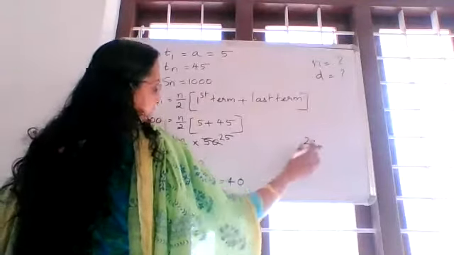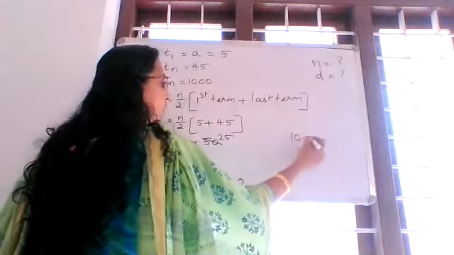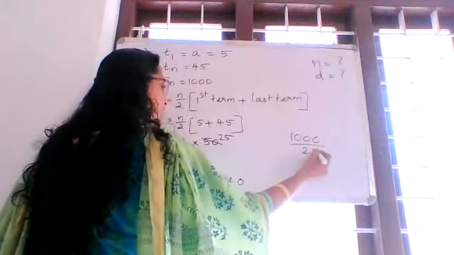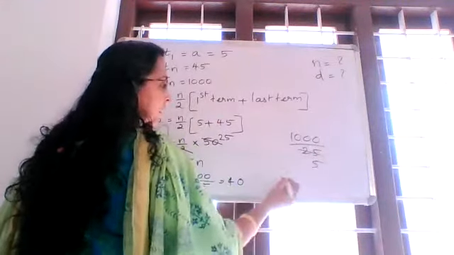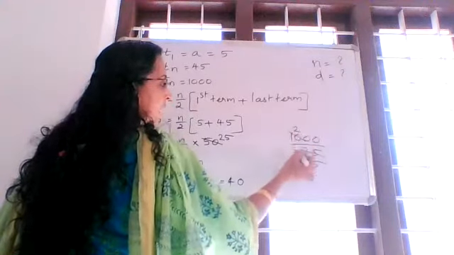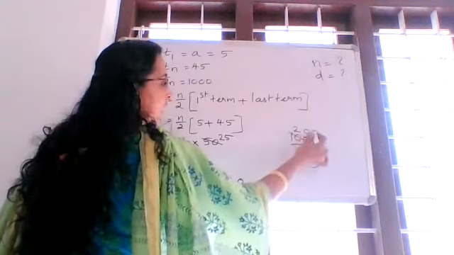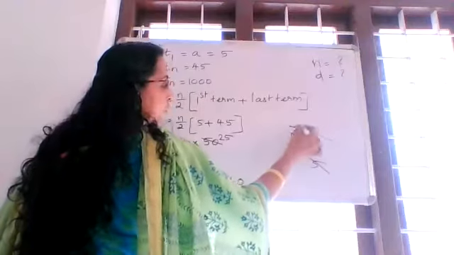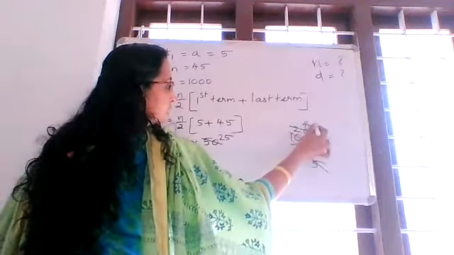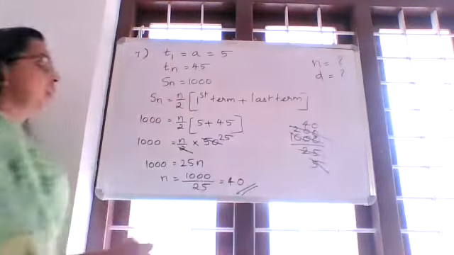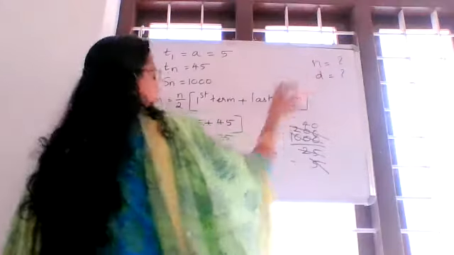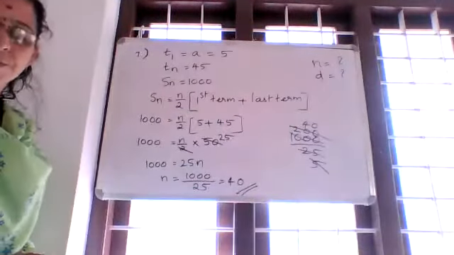If you don't know directly, do it in the working order with cancellation. 1000 divided by 25. Table of 5 is possible. 5 5s are 25. Then 5 2s are 10. Then 0, 0. Then again 5. 5 4s are 20. Then 0, 40. So n is equal to 40. n is what we wanted to find out, and we got it as 40.